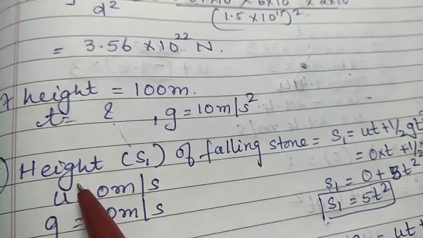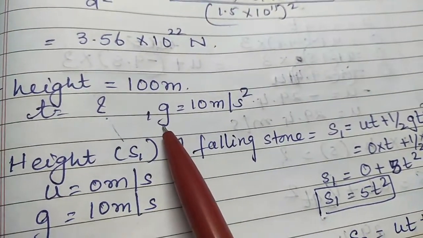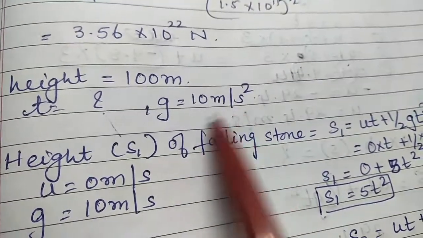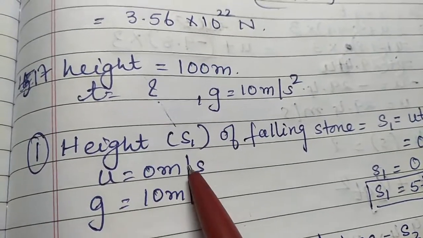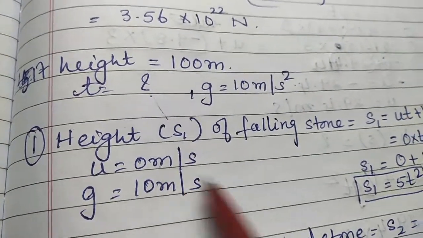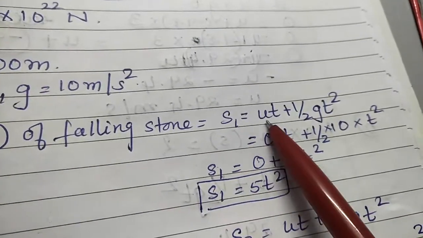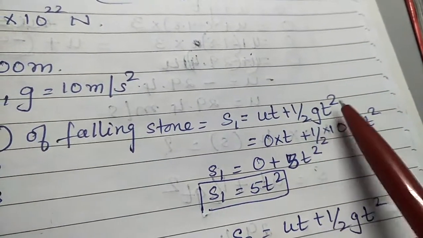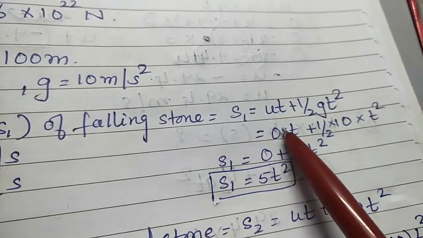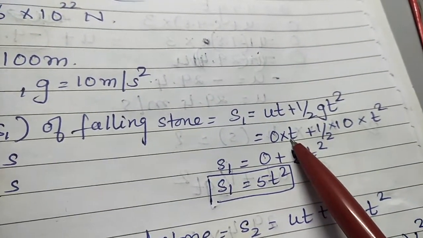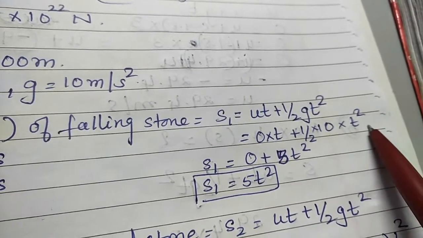Okay, so we don't know how much time, and we know the gravitational acceleration is 10 meter per second squared. Now whenever it is a falling stone, you will have u equal to 0. So if we put it in this equation, s is equal to ut plus half gt square, u is equal to 0, so 0 multiplied by t also will be 0, and half gt square is half into 10 into t square, because we don't know the time.